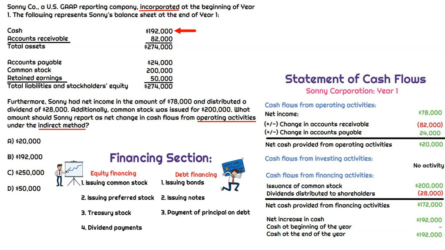Now, going back to what the question's asking, all it was asking about was the net change in cash flows from the operating activities. That's going to be the $20,000 that we calculated in our statement. So $20,000 is the correct answer.